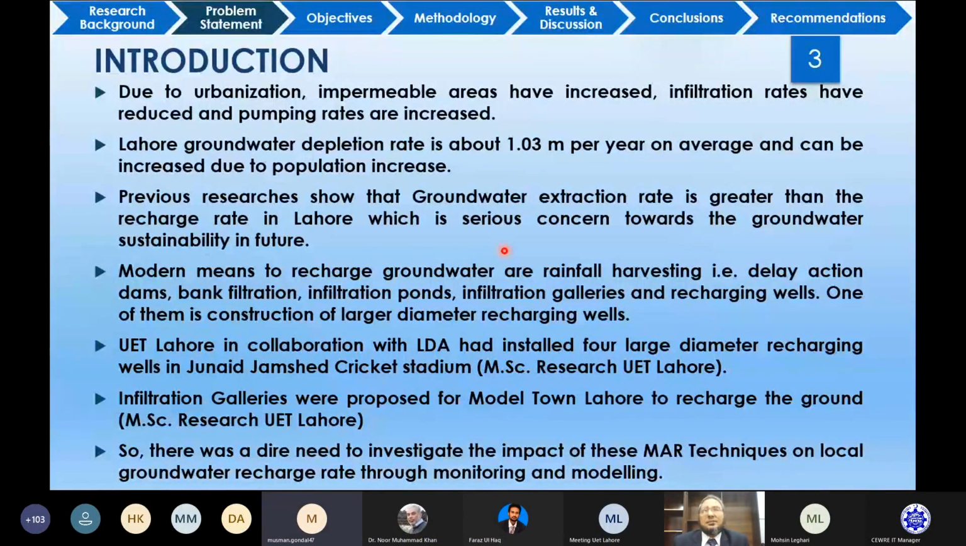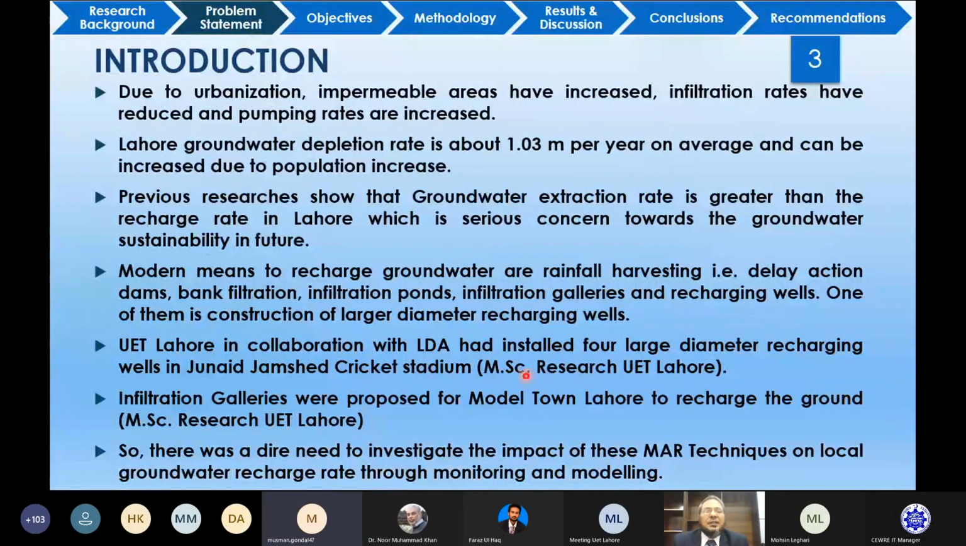And this shows that the recharge to the groundwater is lesser than whatever we extract from the ground. So that's why our groundwater reserve is depleting. Modern techniques to recharge the groundwater are rainfall harvesting, that is delay action dams, bank filtration, infiltration ponds, infiltration galleries, and recharging wells. The recharging wells could be small diameter recharging wells or large diameter recharging wells.